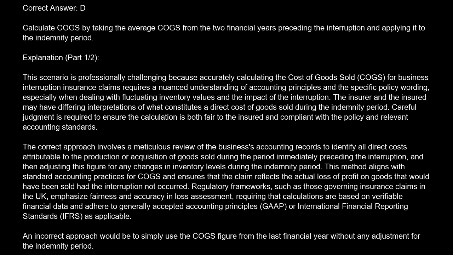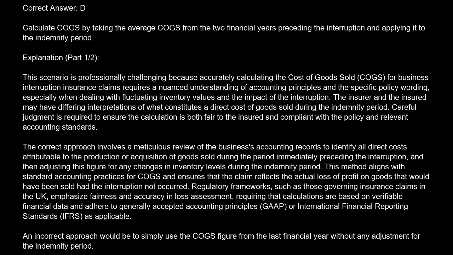The correct approach involves a meticulous review of the business's accounting records to identify all direct costs attributable to the production or acquisition of goods sold during the period immediately preceding the interruption, and then adjusting this figure for any changes in inventory levels during the indemnity period. This method aligns with standard accounting practices for COGS and ensures that the claim reflects the actual loss of profit on goods that would have been sold had the interruption not occurred.